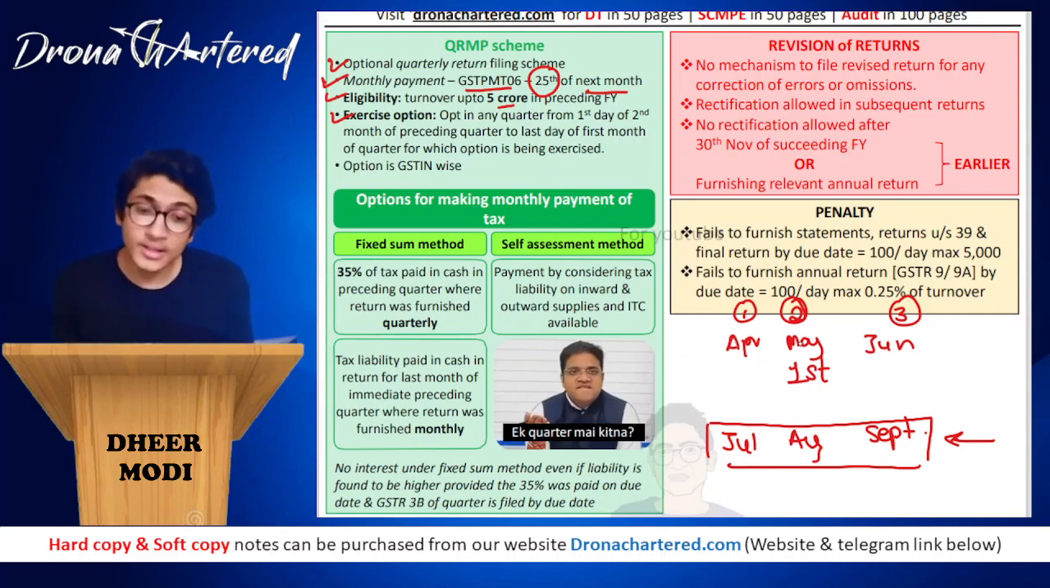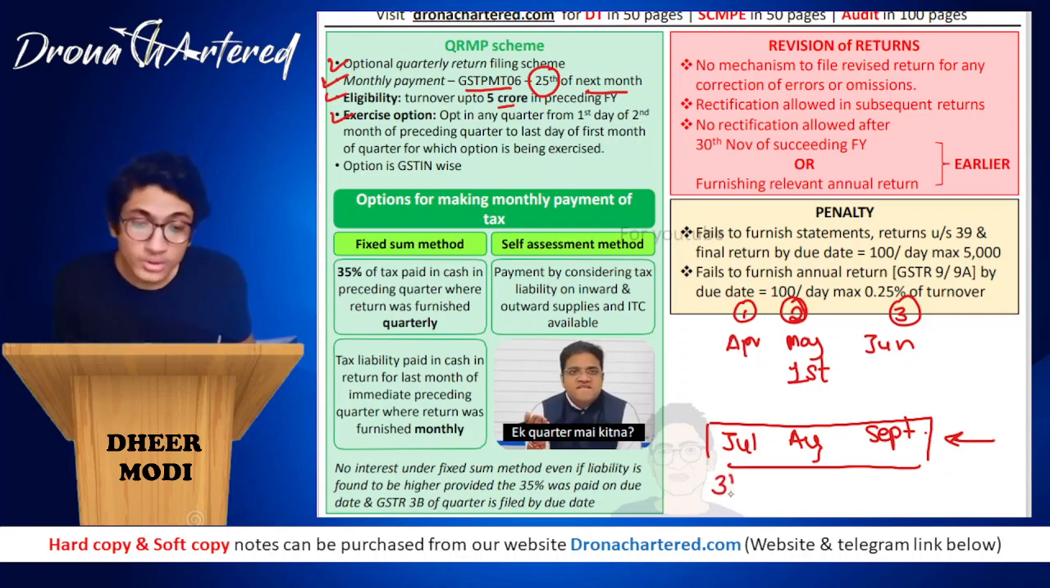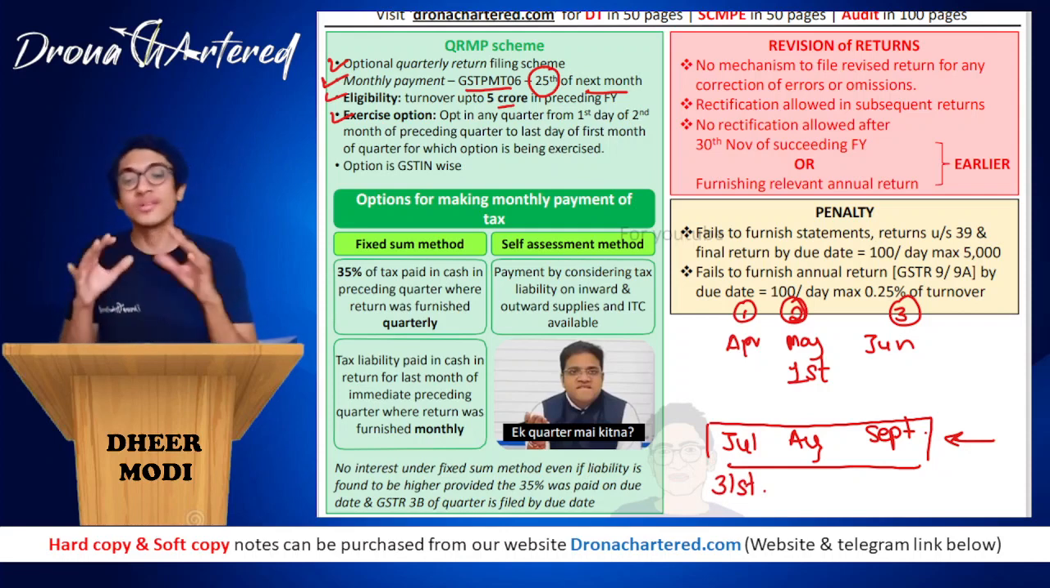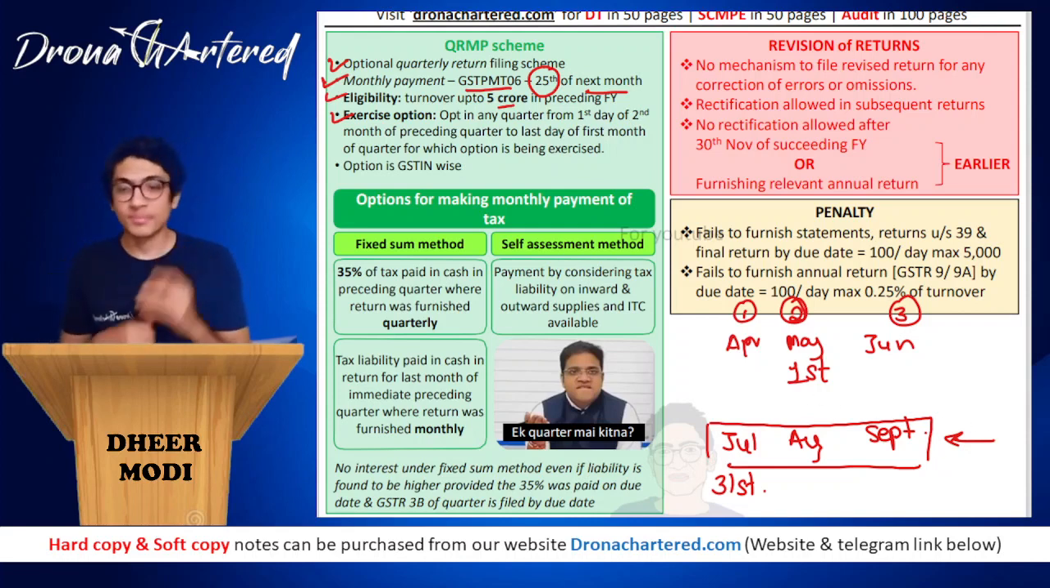April has 30 days. So January, February, March, April, May, June, July. July has 31 days. So I will be allowed till 31st July. I will be allowed from 1st May to 31st July to opt this scheme for the quarter July to September.